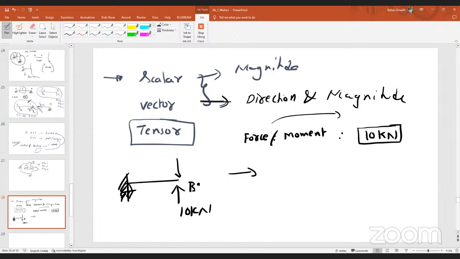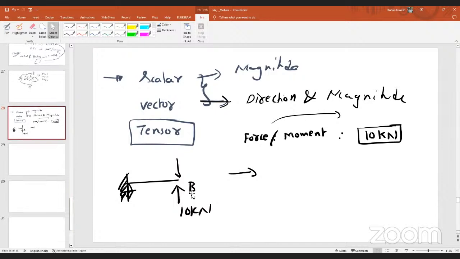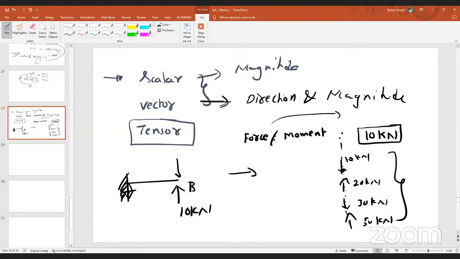it is mandatory to state the direction. If I'm talking about a single value, I can say upward 10 kilonewton or downward 10 kilonewton. But let us say along a line of action there are 10 kilonewton, 20 kilonewton, 30 kilonewton, 50 kilonewton. If I ask you what is the net force acting along this direction, how much will you say? 40, sir. Yeah, the answer can be anything.